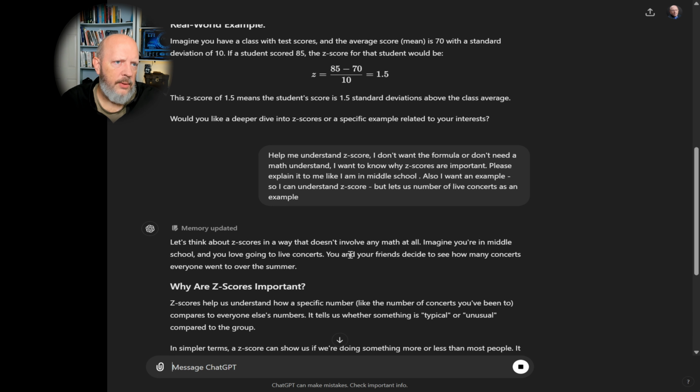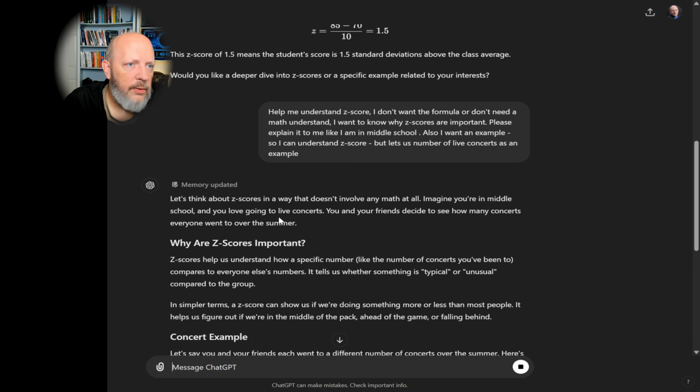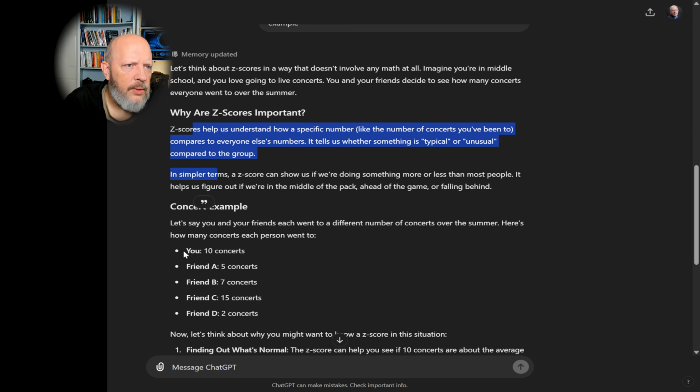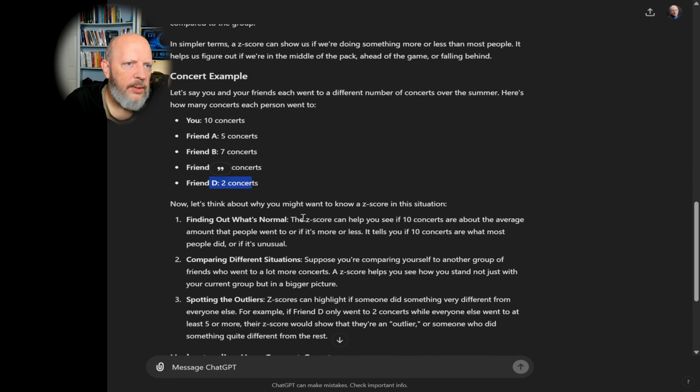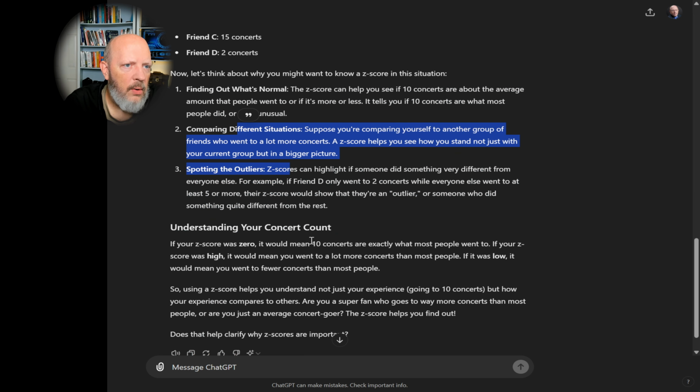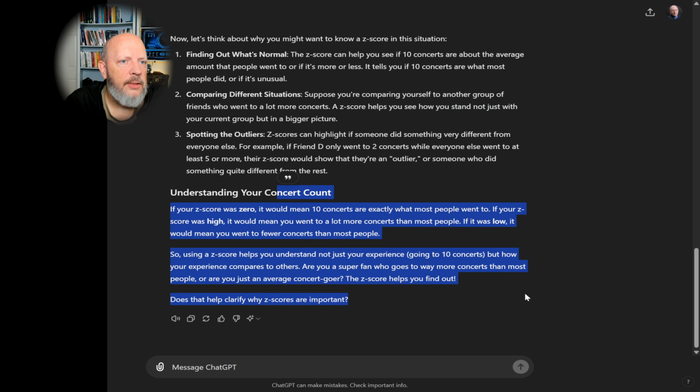So imagine you're in middle school and you love going to live concerts. You and your friends decide to see how many concerts everyone went to over the summer. This is very similar to what somebody posted. Me, I went to 10 concerts. Friend A went to 5, friend B went to 7, friend C went to 15, friend D went to 2. Finding out what's normal, we basically take an average, and then compare what is outside the average.